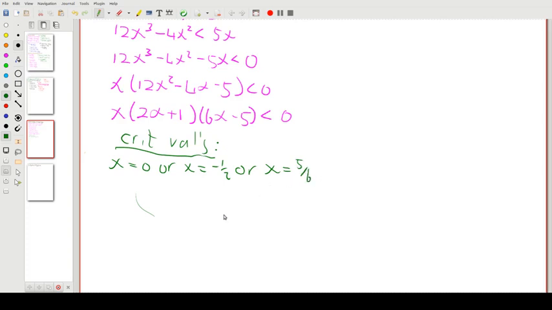So what do our critical values tell us? Well, they tell us what the graph would look like. These are x-intercepts on the graph. So our graph, let's draw it.